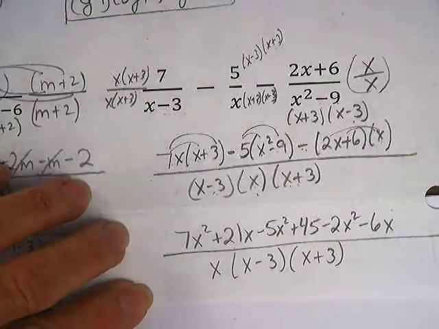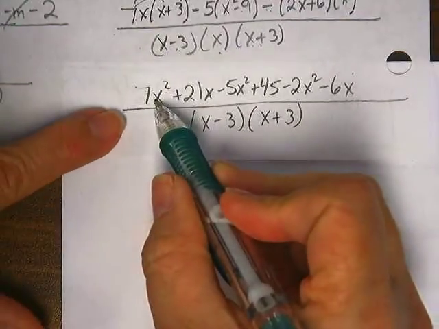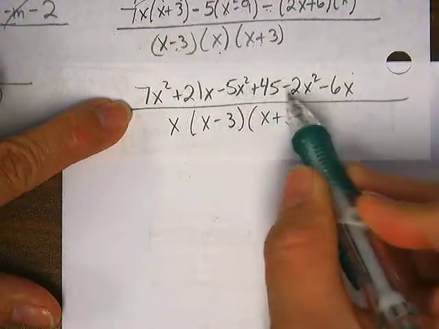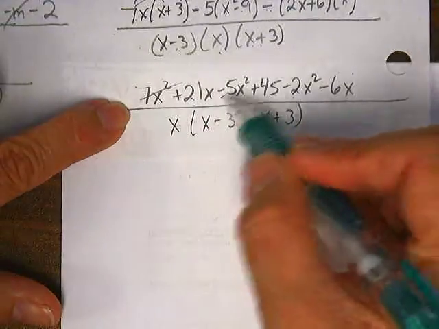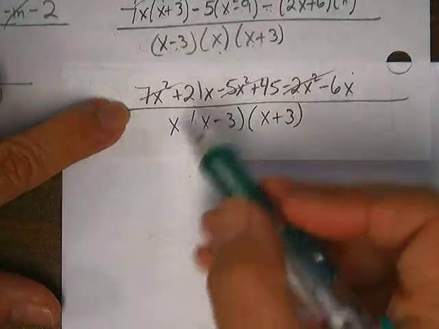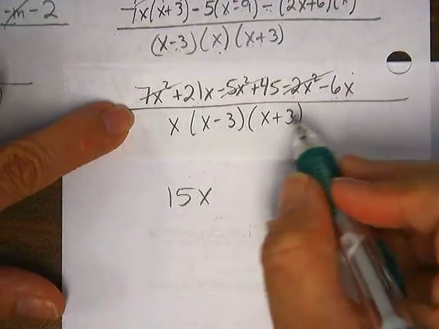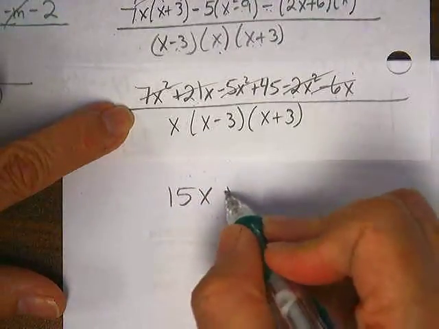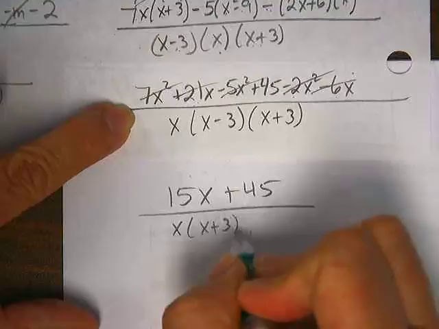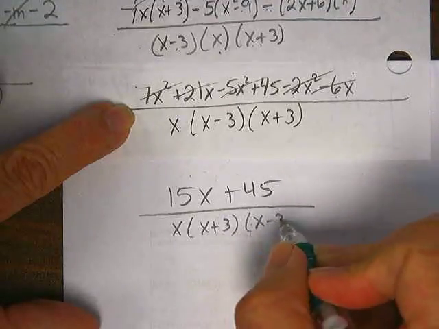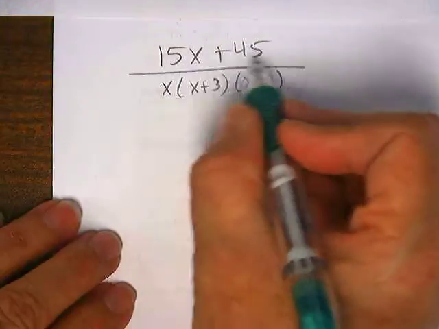Okay, now we get to start seeing what we can do to simplify this guy. Let's start with our x squared. So we've got 7x squared minus 5x squared minus 2x squared. So 7 minus 5 is 2, minus 2, oh, they just cancel out. That's rather nice. Now let's look at our x. 21x minus 6x is 15x. Okay, we've got those. Plus 45 over x times x plus 3 times x minus 3. Okay, last step. Look at how much simpler this is looking already.